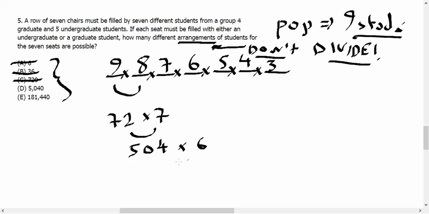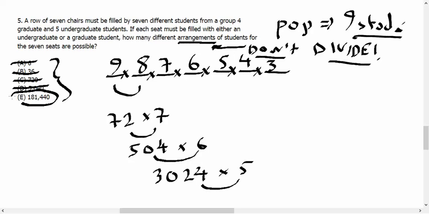Now, 500 times 6 is going to be 3,000, and 4 times 6 is going to be 24. So this is going to give me 3,024, which I'm then going to multiply by 5, right? Now, if I multiply this number by 5, I've already got something that's bigger than 5,040, so I can eliminate that. And I don't really need to go any further to know that this is going to be a big number. And indeed, it is going to be a big number. It's going to be 181,440, or answer choice E, right? So I didn't need to go the whole way of doing that calculation. I could just sort of strategically eliminate answer choices as I went along.